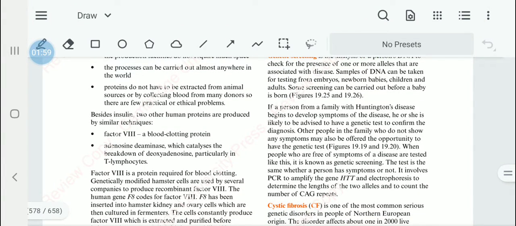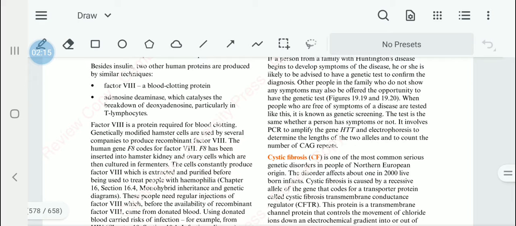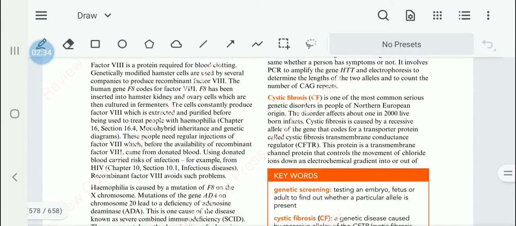So human proteins are produced besides insulin. There are different types of them. For example, factor 8, a blood clotting protein needed by people who are suffering from hemophilia. Then adenosine deaminase. This catalyzes the breakdown of deoxyadenosine in T lymphocytes. So factor 8 is required for blood clotting.